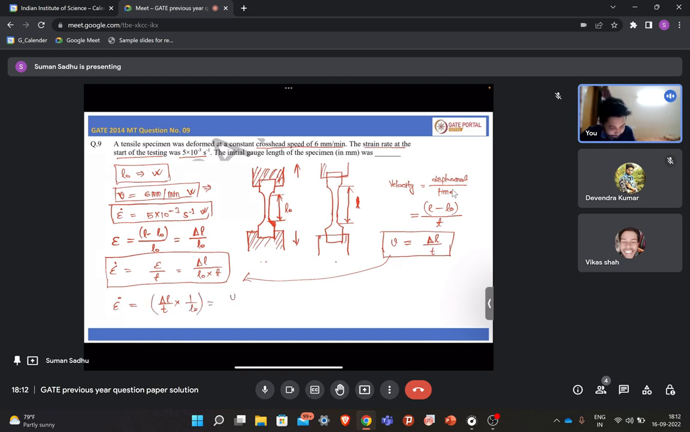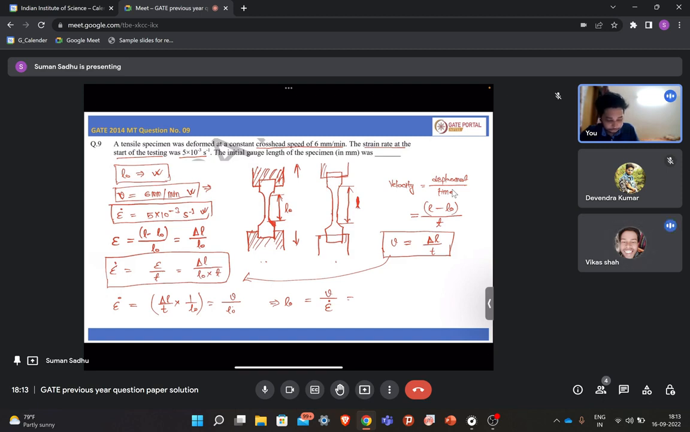Delta L by t is basically v by L naught, right? So now from this equation we can calculate L naught is equal to v by epsilon dot. Now everything is given to us. V we know, but it is in the unit of 6 millimeter per minute, so we have to convert it into per second.